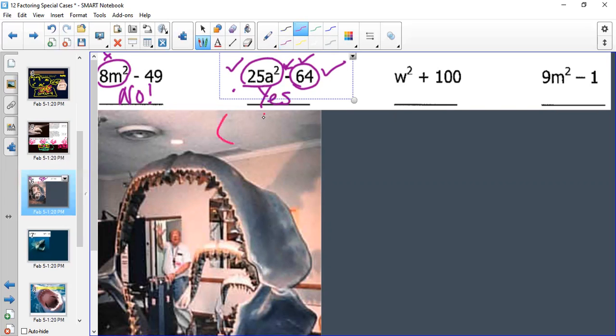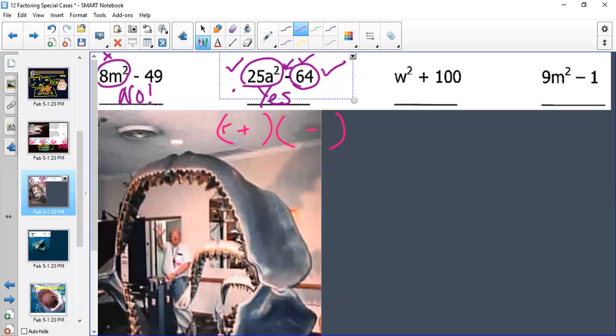All right, so we're going to remember the good times and the bad times. So if you want to go ahead and put one plus, one minus, go ahead. Square root the first number. Square root of 25 is 5. Oops. So I have the square root of a squared is a, so there should be a 5a in the front of both parentheses. The square root of 64 is 8, so it should be a plus 8 and a minus 8, and that should be your final answer. 5a plus 8, 5a minus 8.